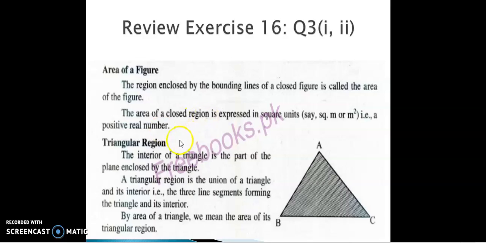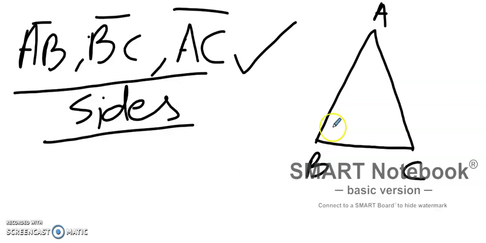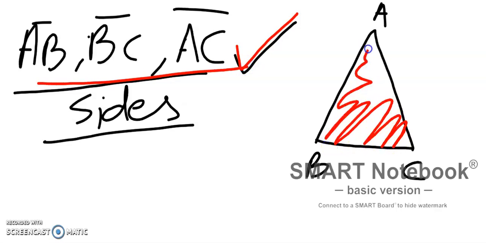Now the next definition, that is triangular region. The interior of a triangle is the part of the plane enclosed by the triangle. A triangular region is the union of a triangle and its interior. Now, what does it mean? For example, again considering this example, what do you mean by triangular region? Actually, the three sides of a triangle, and the region. This is the interior of your triangle, the red portion.